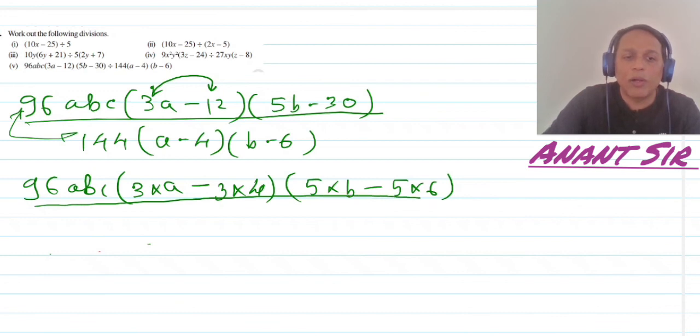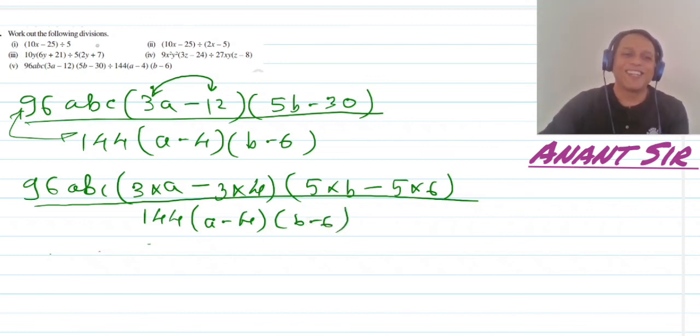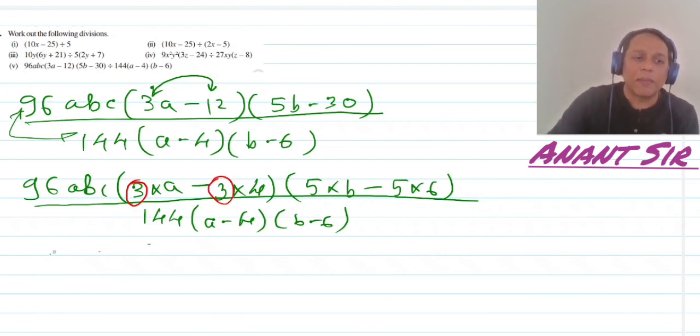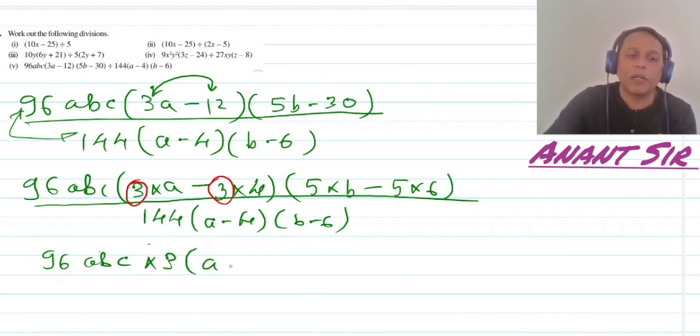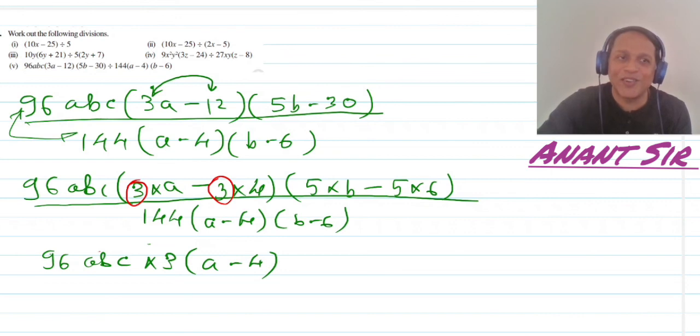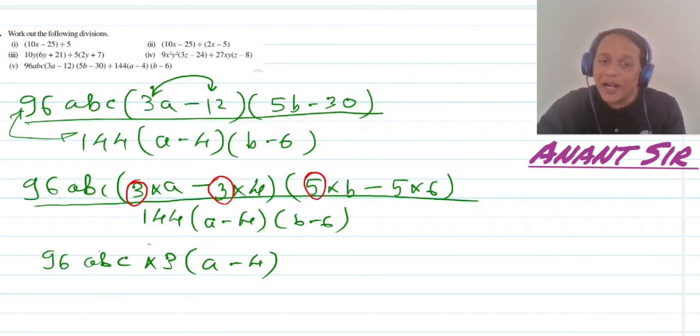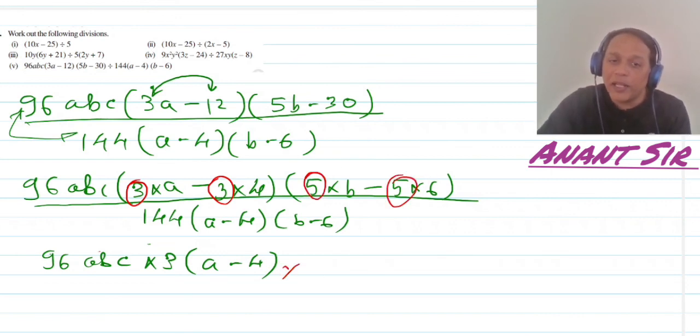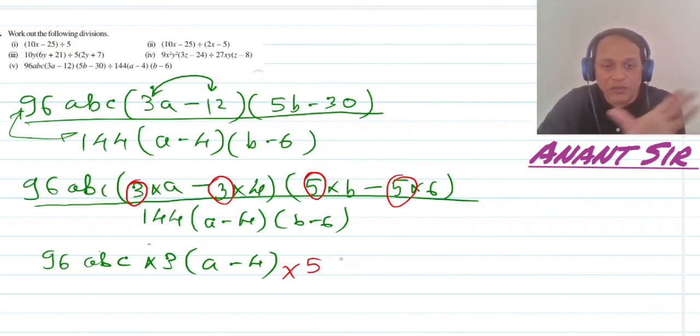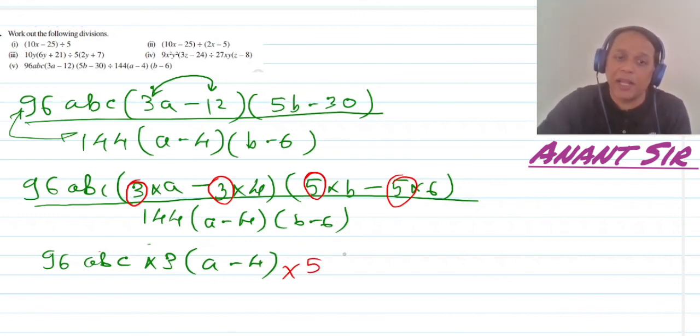So now what is there in the denominator now? 144, a minus 4 and b minus 6. Now what can we take common from the first bracket? We can take 3 common, right? So what happens is 96 ABC, 3 I have taken common. So what remains is a minus 4 in the first bracket. In the second bracket we can take 5 common. There is multiplication between the two terms. What remains in the bracket will be b minus 6.